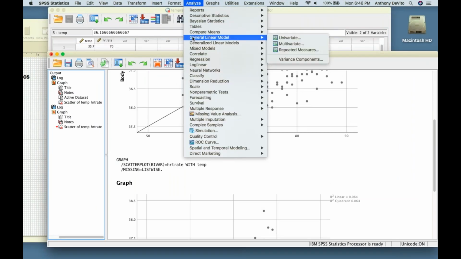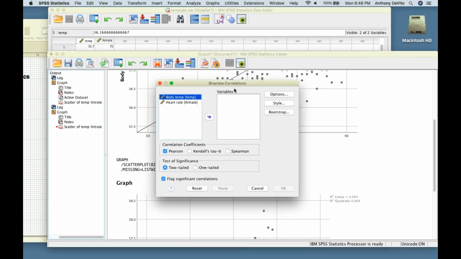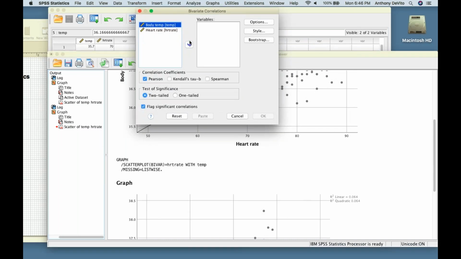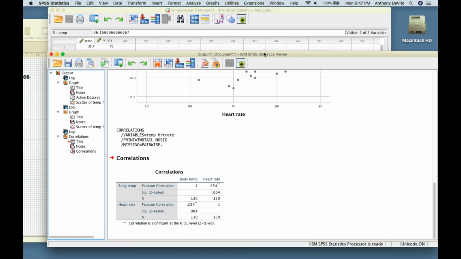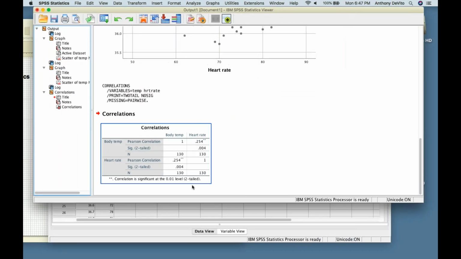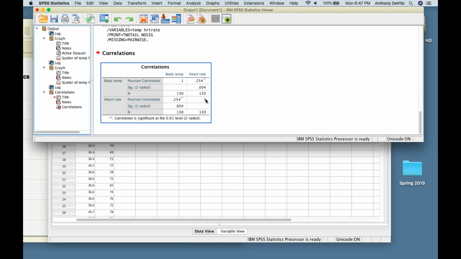I'm going to go to correlate, bivariate, because at this point we're still only working with two variables. Again, both numerical variables. I'm going to move both of these numerical variables. Doesn't matter which one I put on top or the bottom, because we're still at the stage where we're just talking about looking for an association. I'm going to click OK. So now this gives us a measure of what the association is between these two variables.